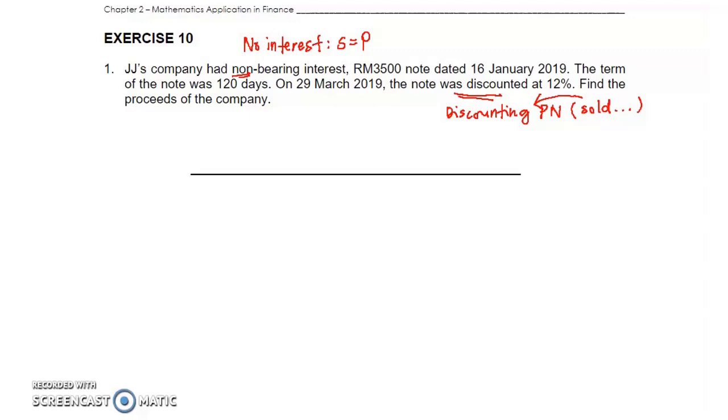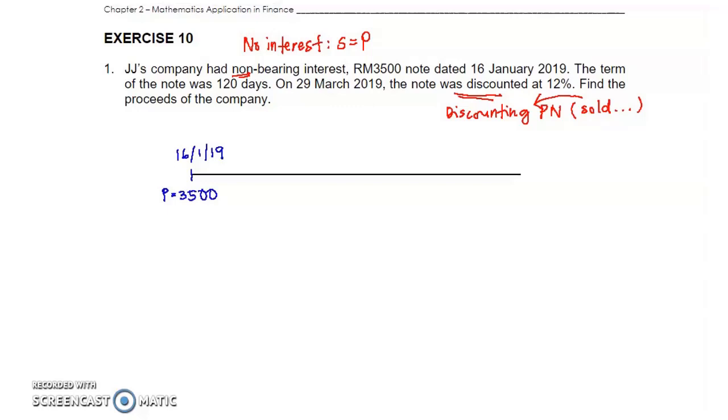You draw a line like this and then you put the respective values. Here we know that this must be the date of note. Given here, the date of note is 16 January 2019. For the date of note, the respective value should be the face value, which is value P. So P here is 3,500.